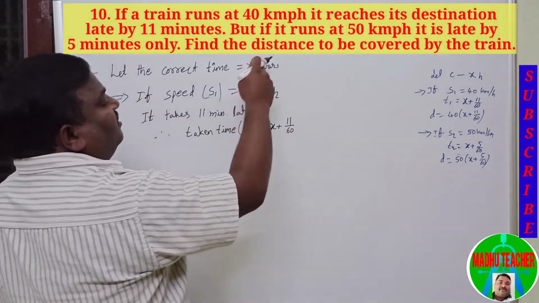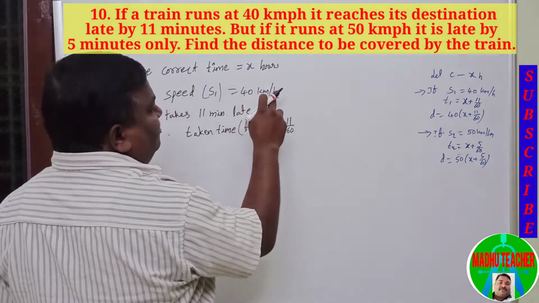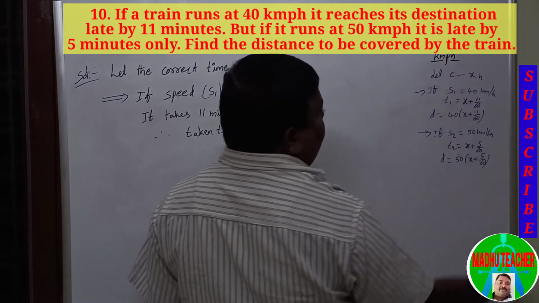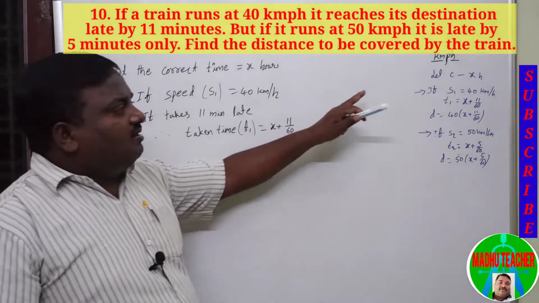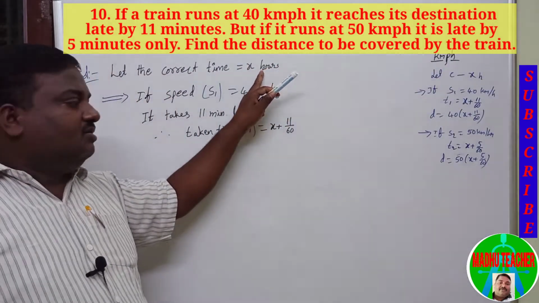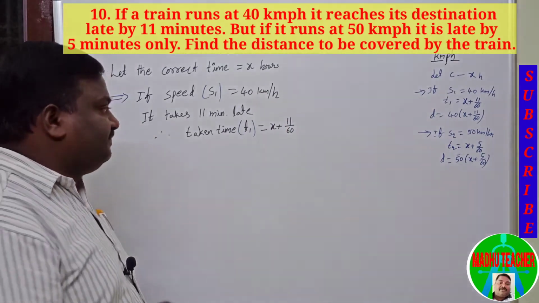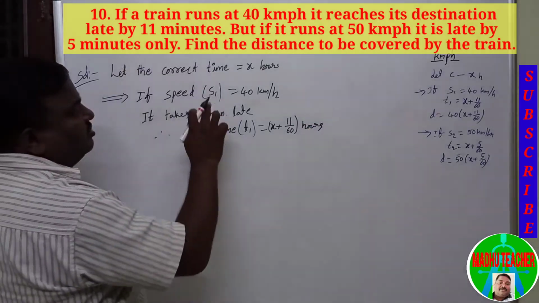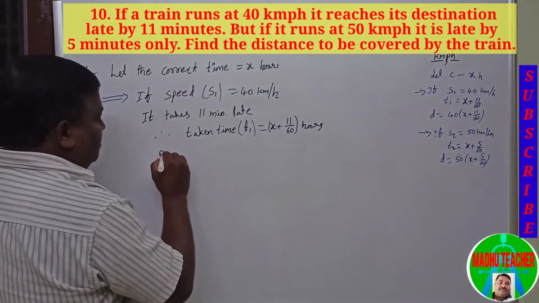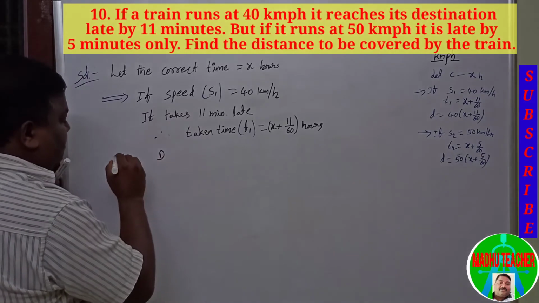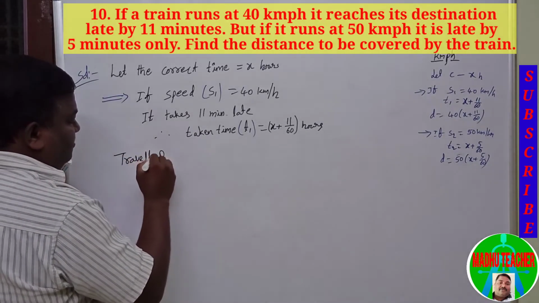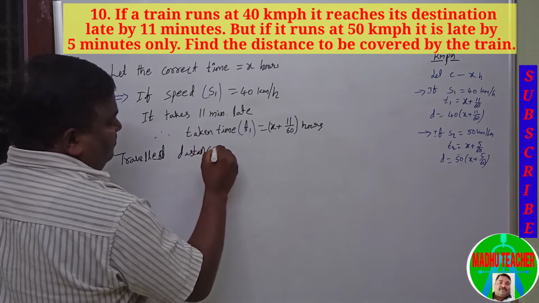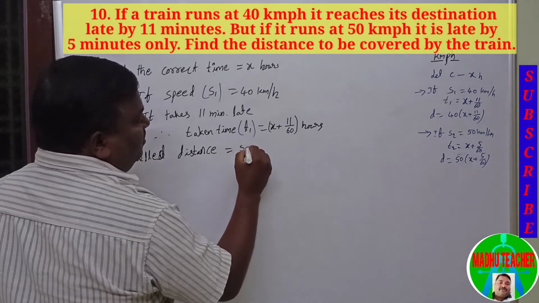You may have a doubt: why not take minutes here as well? The speed is given in kilometers per hour, KMPH. So it is given in hours, that's why we took hours here. So changing into hours, this is hours. So it is speed and time. So the traveled distance equals speed into time.